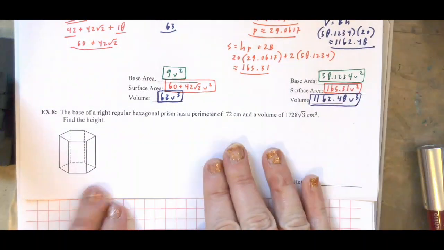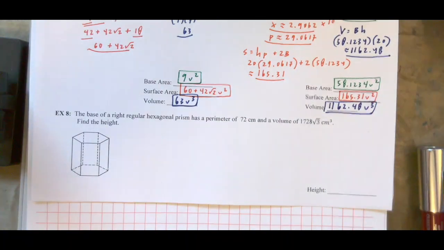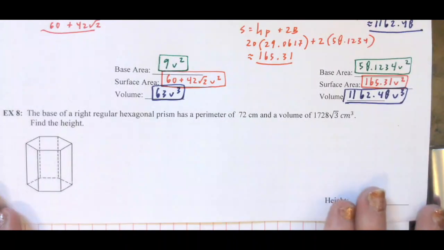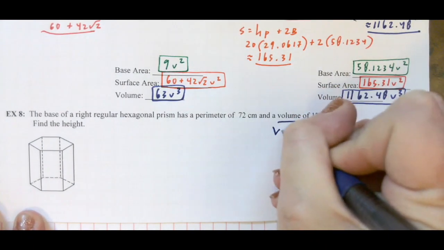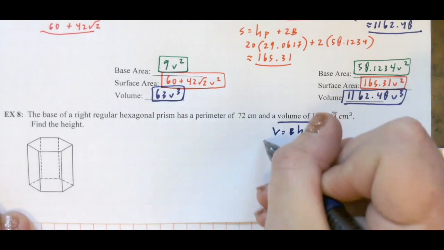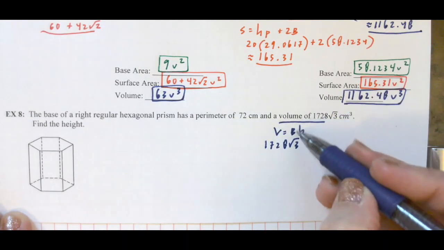So lastly, here I'm saying that the base of a right regular hexagonal prism has a perimeter of 72 and a volume of 1,728 root 3 centimeters cubed. We want the height. So when I think about my formula for volume, volume is base area times height. So I know the volume, 1,728 root 3, and I want the height.